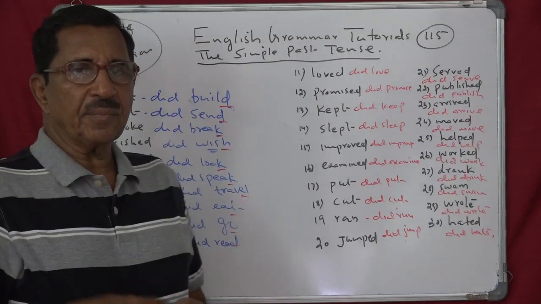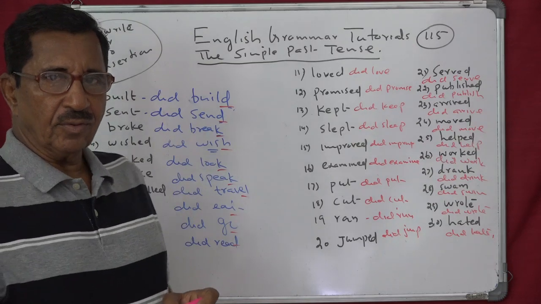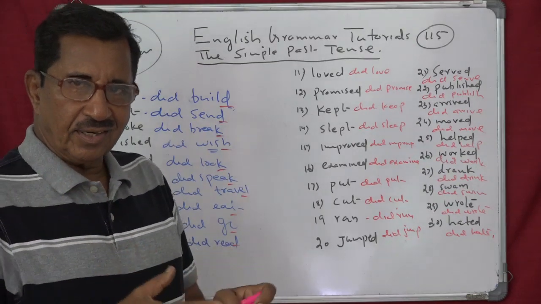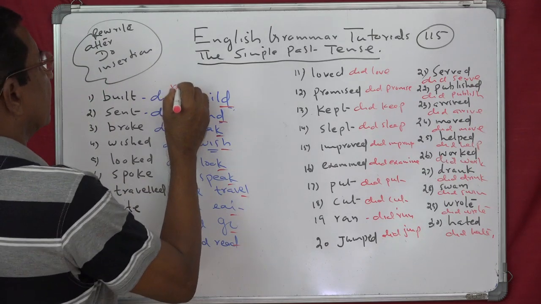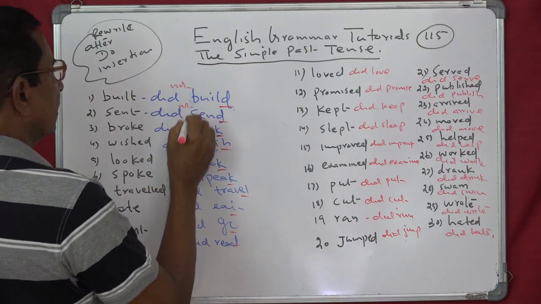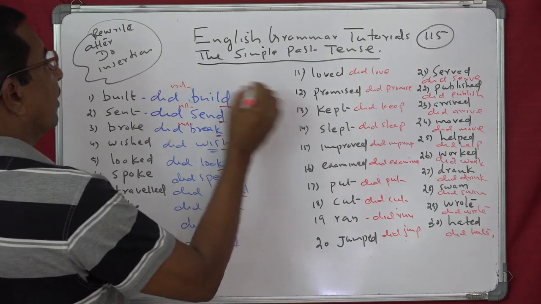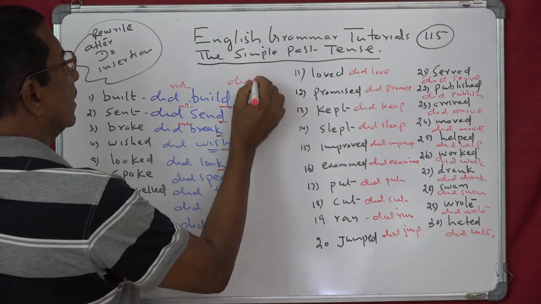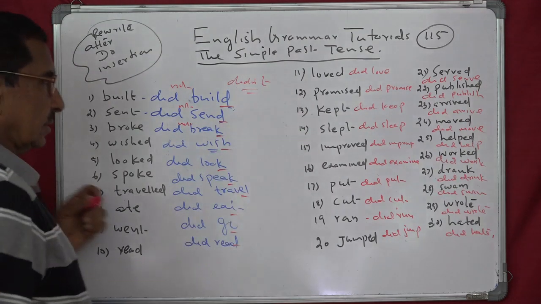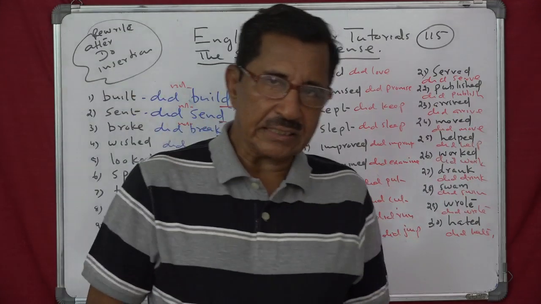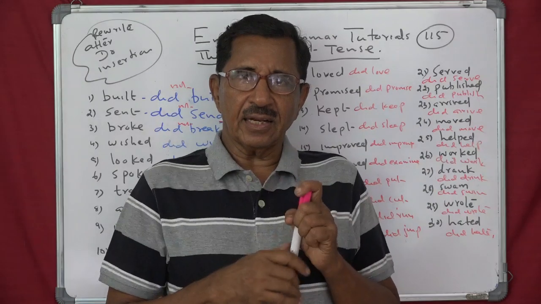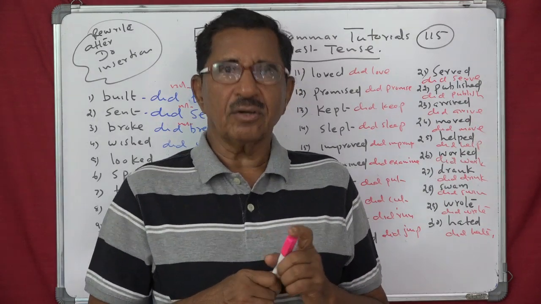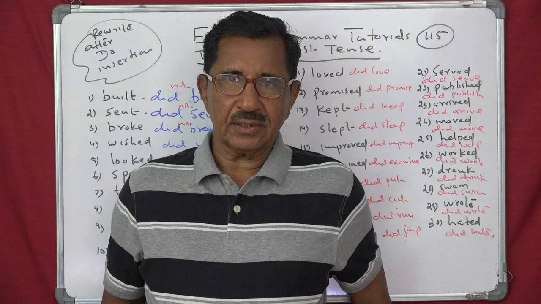Now we can easily make it negative. What do we do? Insert not in between did and the verb. So did not, etc. And then the short form is didn't. That's the thing. I think now that much is clear to you. So what is past tense? Then how is past tense made? That is the form of the past tense.